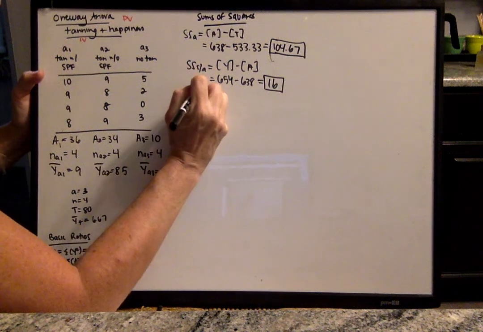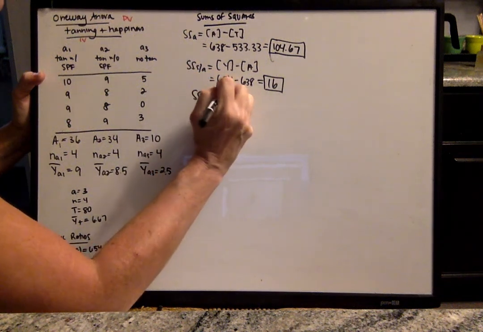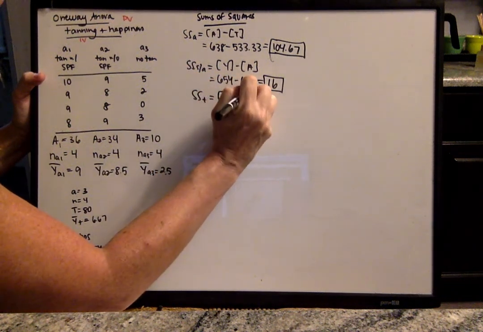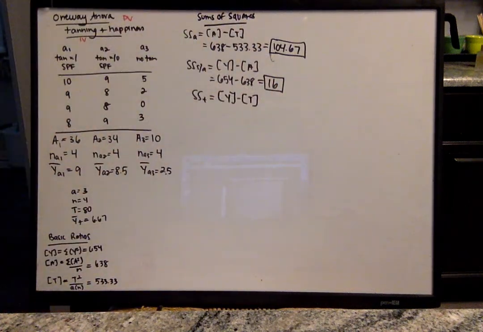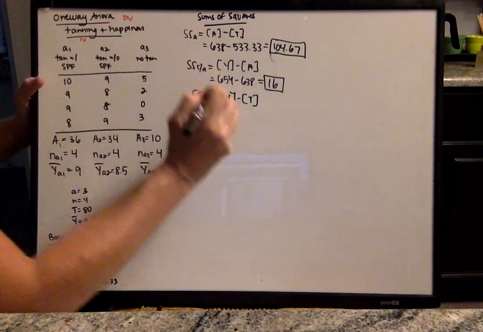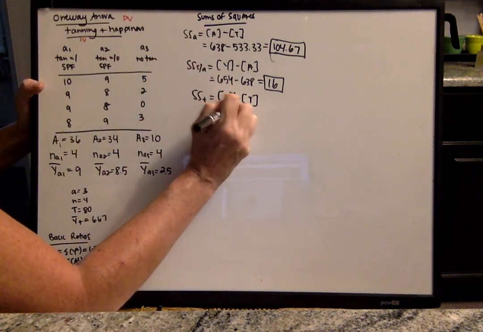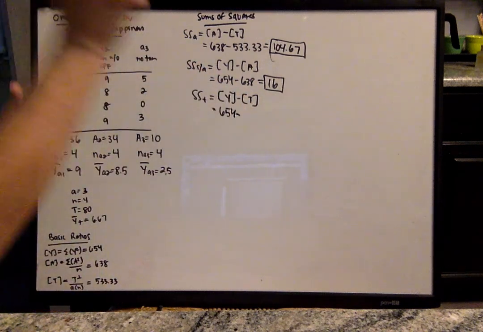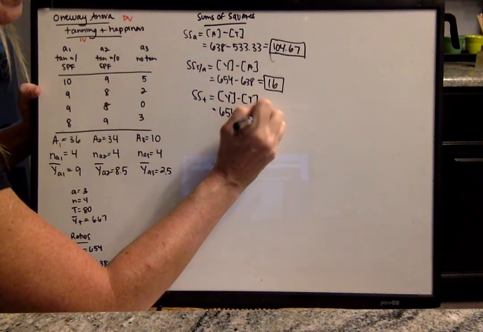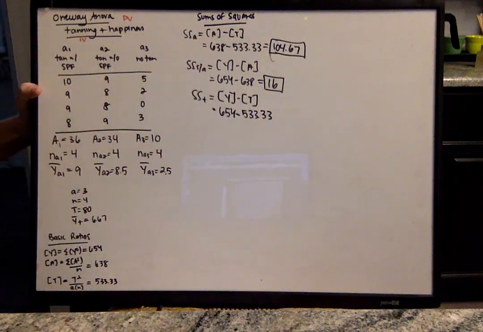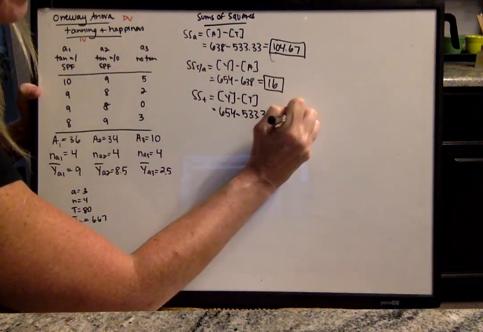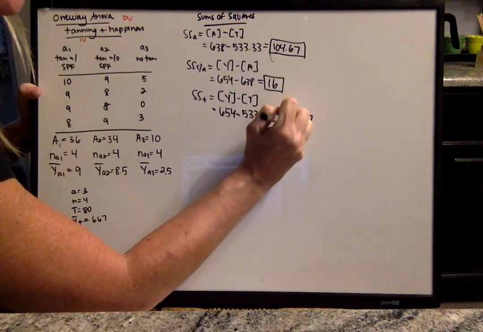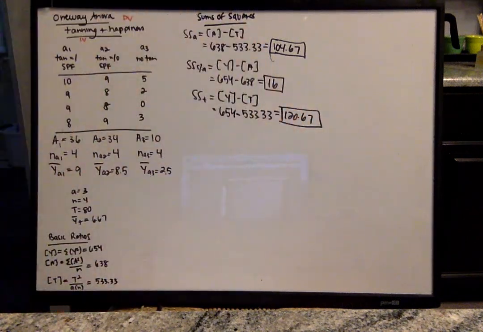Our last sum of squares is our sum of squares T, and the formula for this is the basic ratio for Y minus the basic ratio for T. So we've got 654 minus 533.33, and this equals 120.67.